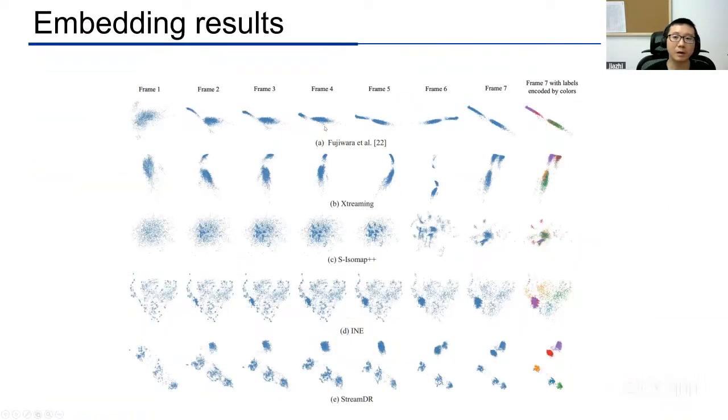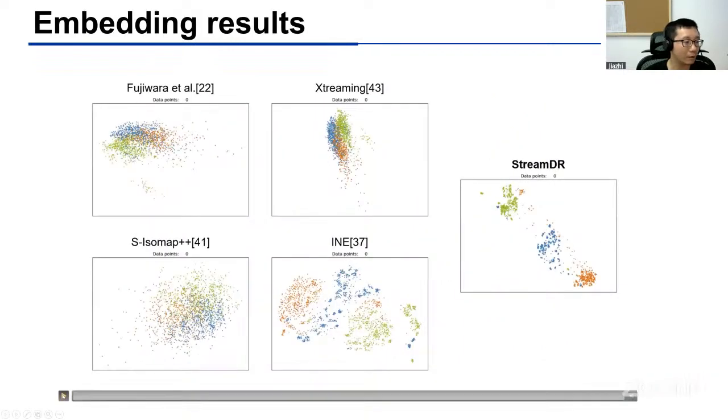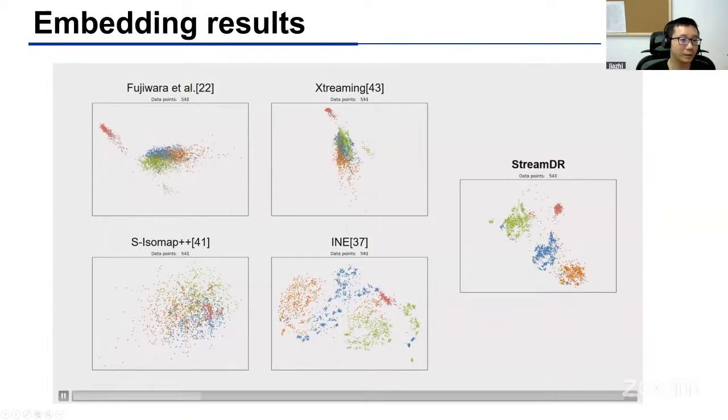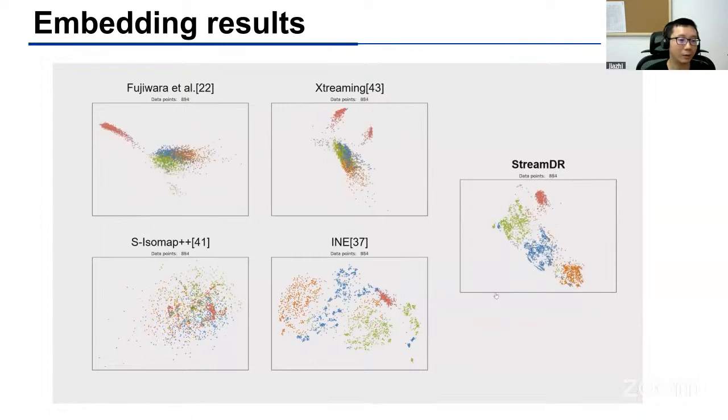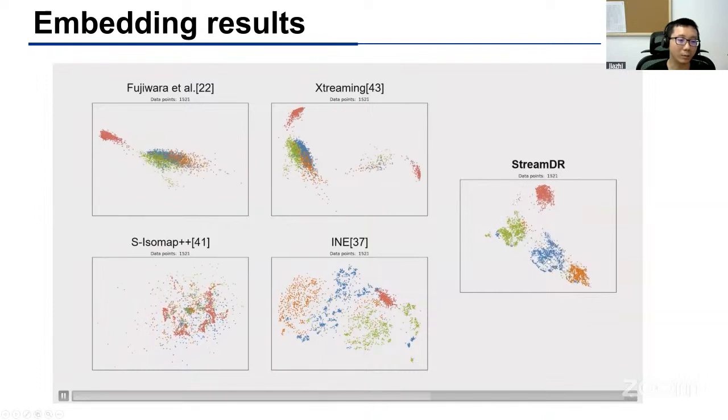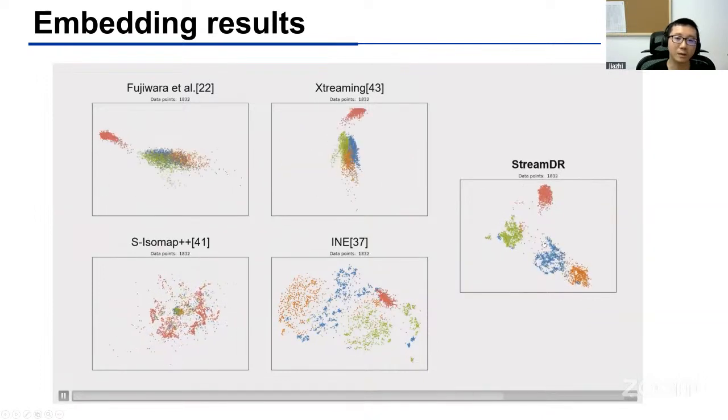In the embedding results of different time steps, our approach presents the clearest cluster patterns and stability. The first four are the existing methods. Here we look at the video of the streaming analysis process. You can see that our proposed method is quite stable and presents clear visual cluster patterns.